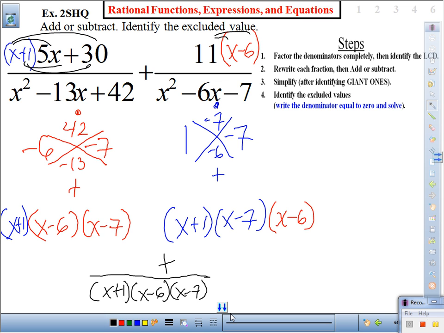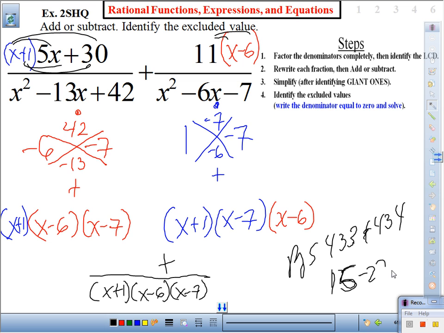Okay? Let's see how you do with the homework, guys. The homework is pages 433 and 434, numbers 15 to 22 only. 15 to 22 only.